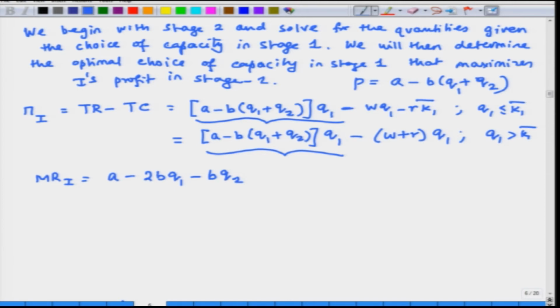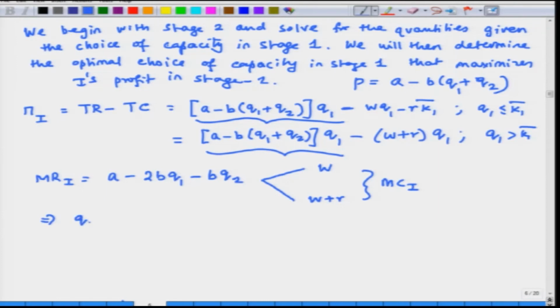Now, the incumbent is going to set its marginal revenue equal to the marginal cost. This marginal cost will be set equal to either W or W plus R. These are the marginal costs of the incumbent, depending on whether Q1 is less than or equal to K1 bar or is greater than K1 bar. If I set the marginal revenue, which is A minus 2 B Q1 minus B Q2, equal to the marginal cost, which is W, we will find out the best response function for firm 1 for each choice of Q2 in stage 2.